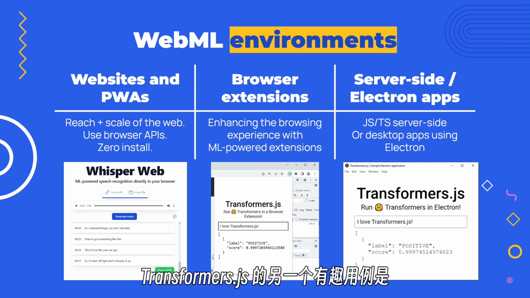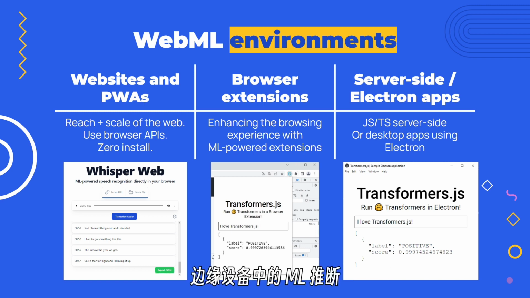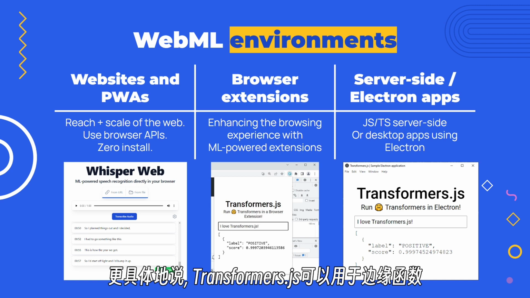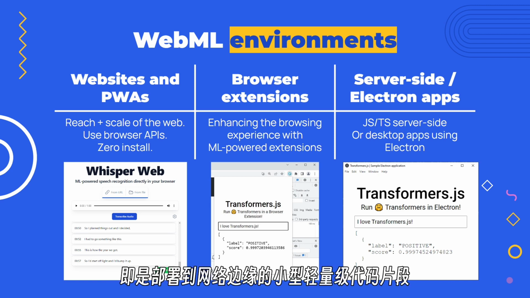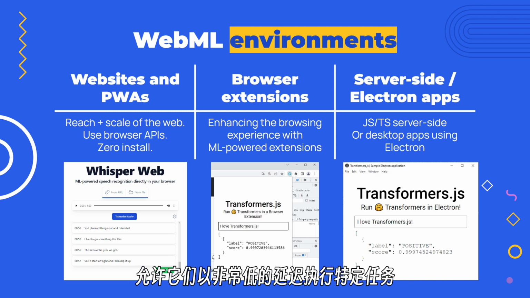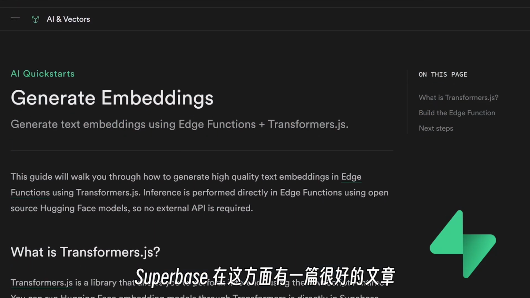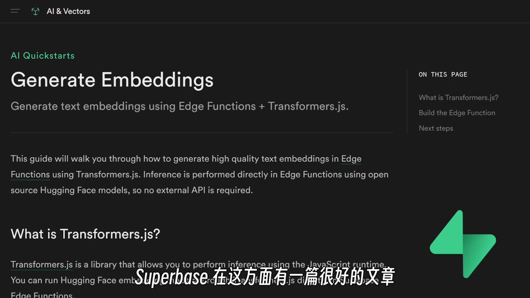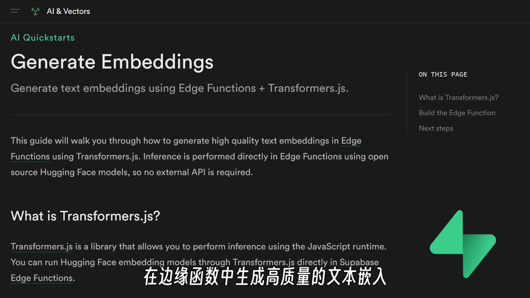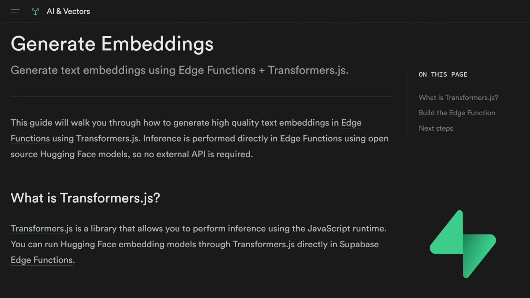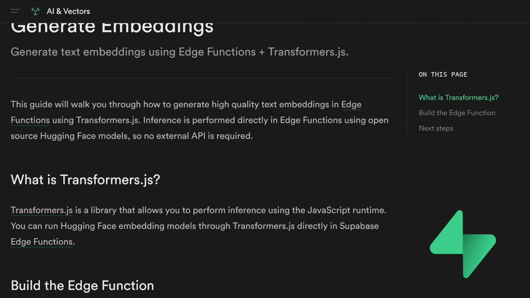Another interesting use case of Transformers.js is ML inference on the edge. More specifically, Transformers.js can be used in edge functions, which are small, lightweight pieces of code that are deployed to the edge of a network, allowing them to perform specific tasks at very low latency. Supabase has a great article on this, where they show how to generate high-quality text embeddings in edge functions using Transformers.js, and I highly recommend you check it out.